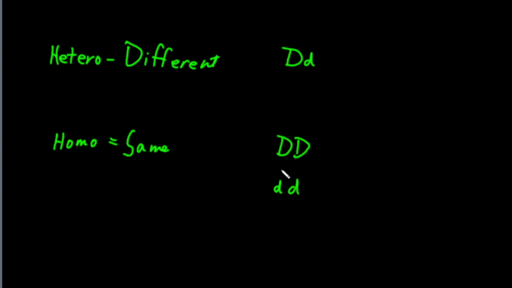And so if you have, say, a capital D and a lowercase d, those are different from each other. And so those are going to be heterozygous. Well, what if you had something that was the same? Okay, the prefix homo means same. And so if it were two capitals or two lowercases, those would be homozygous. So this is heterozygous, and both of these are homozygous.